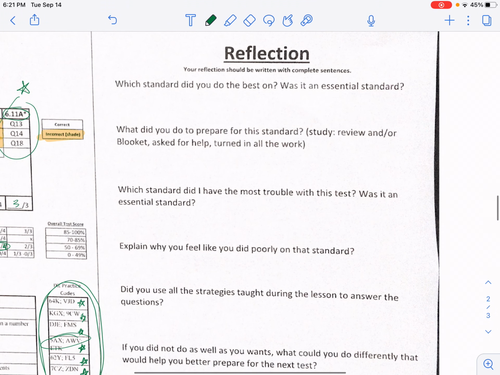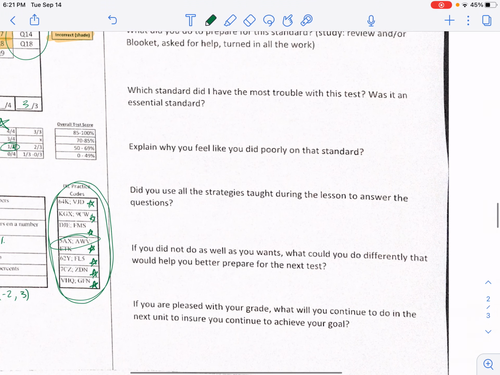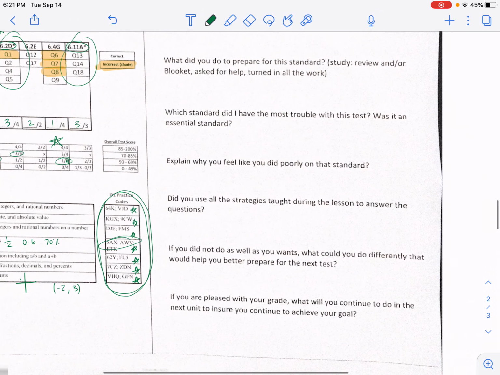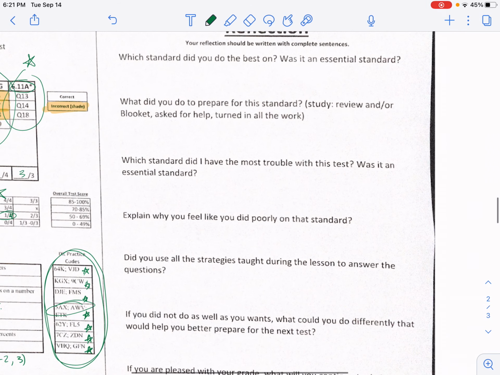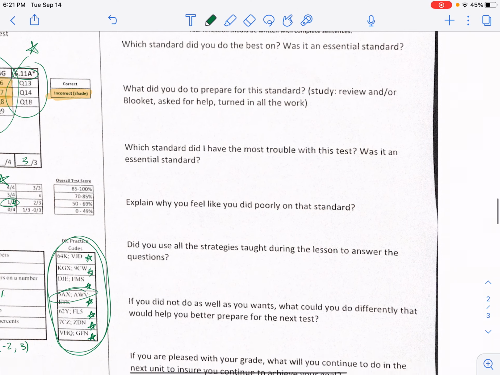You're still going to answer these reflection questions, okay? You will still know if you did poorly on a standard, or if you're like, oh, man, none of those questions in this column made sense to me, so I didn't do very well. Or if you're like, man, I nailed that. I think I understood all of it, and if I missed it, it's because I misbubbled. At least I know what I'm doing. You can still answer these questions.